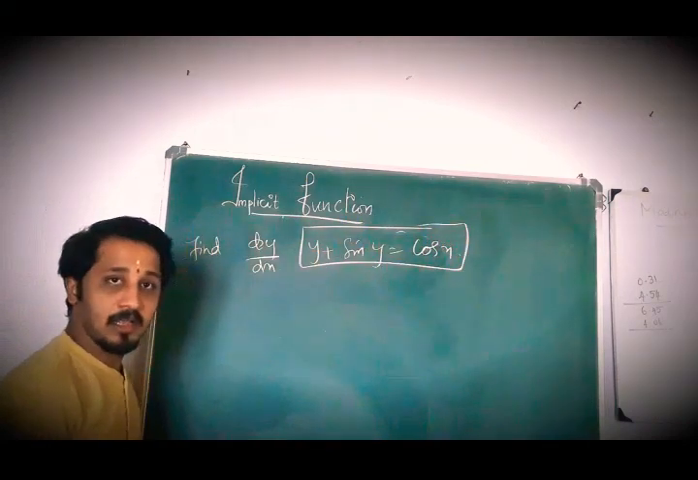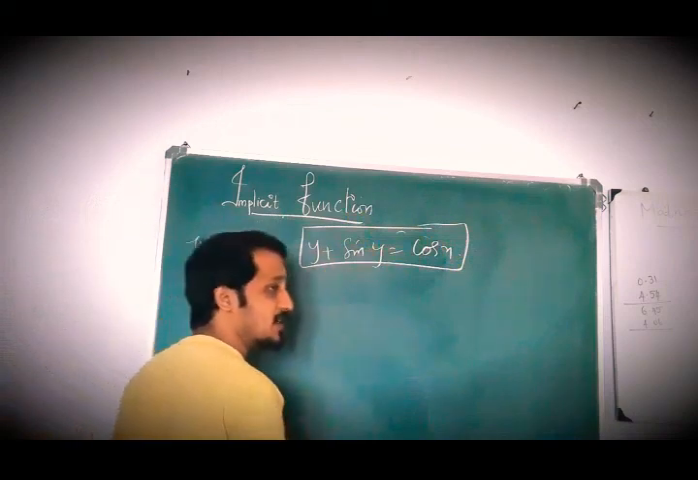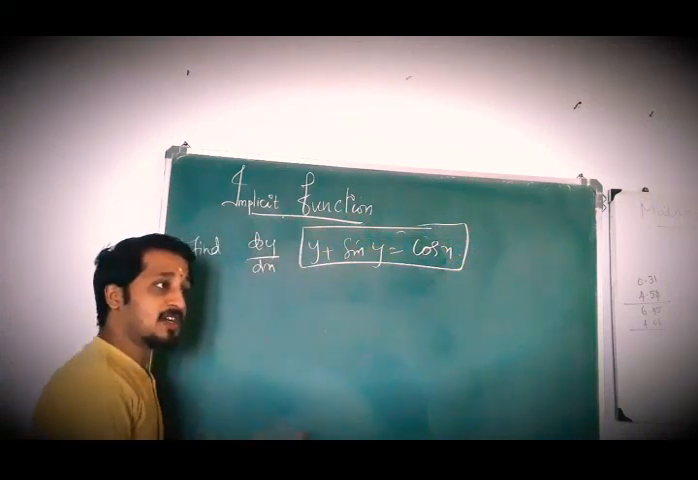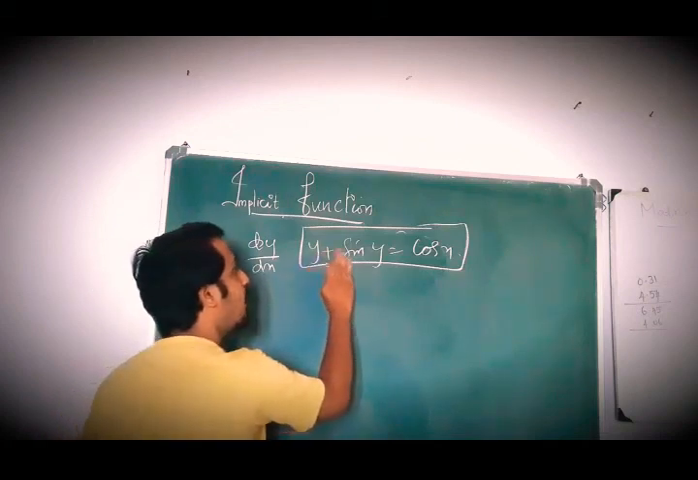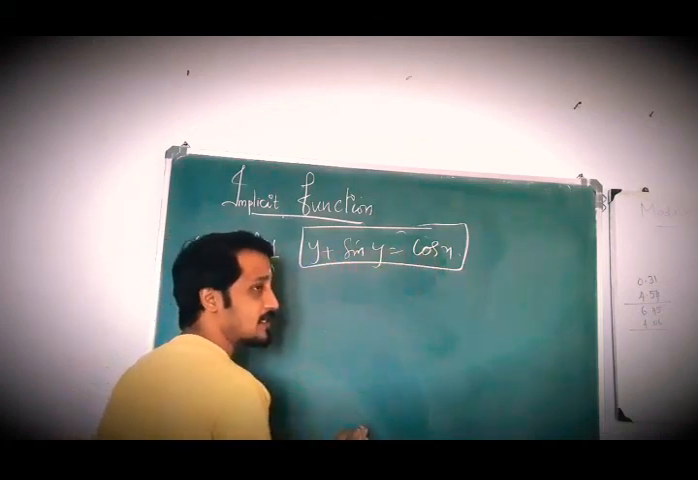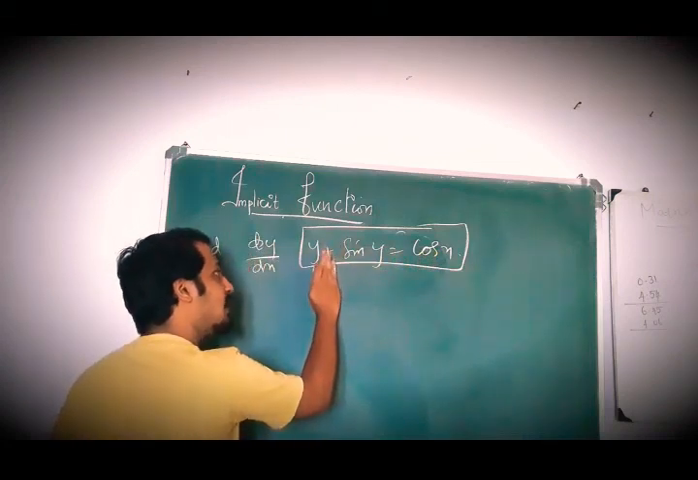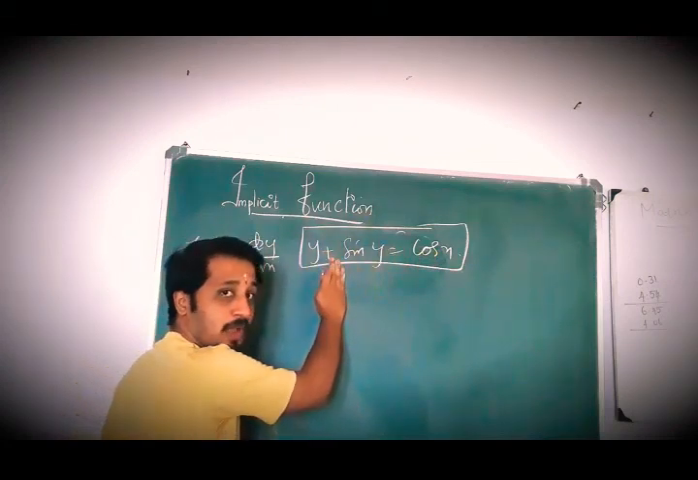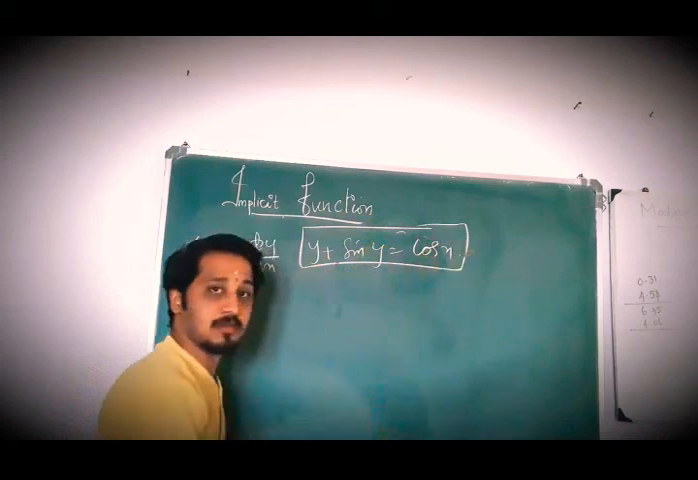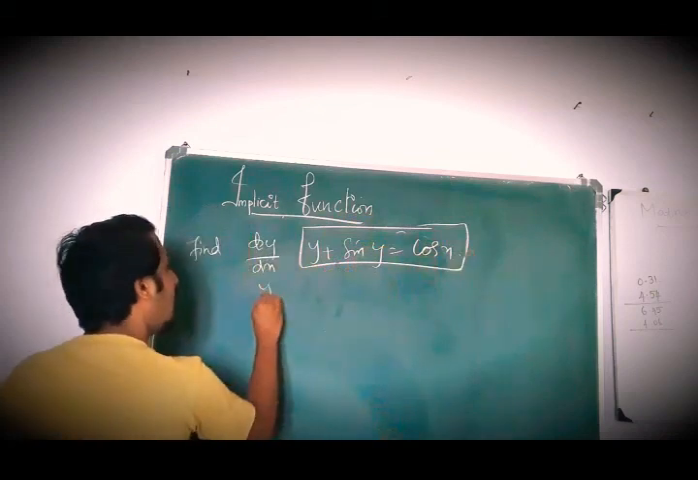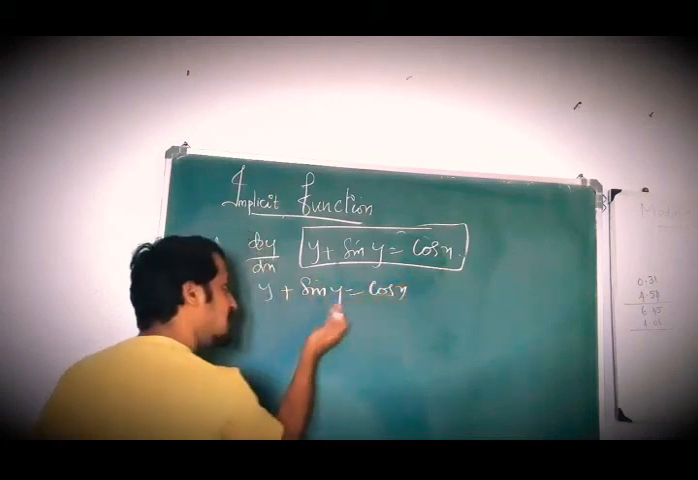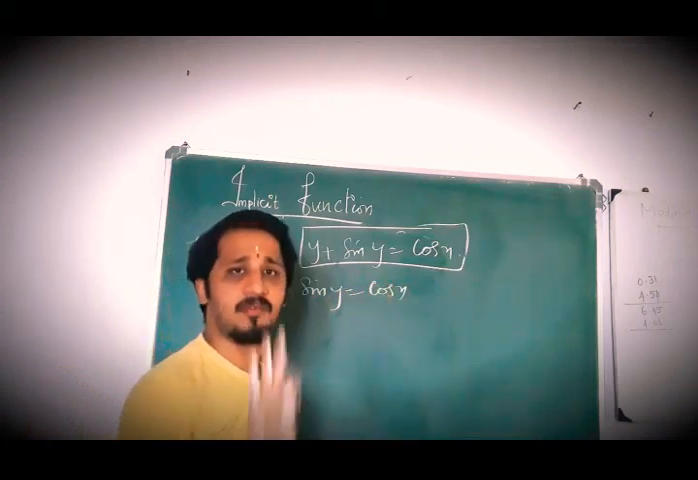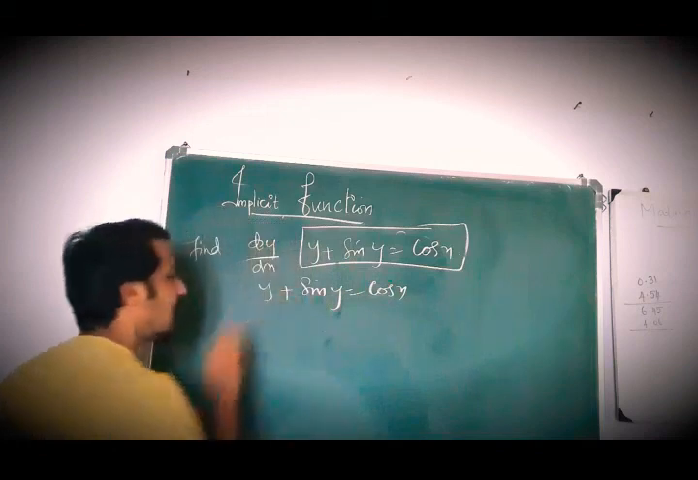How to differentiate? See, this is an implicit function. Here, the function is not in the y is equal to f of x form. See, here, y plus sin y is equal to cos x. So first, on the left hand side, all the terms are in y. On the right hand side, only x terms. So the left hand side is one variable, the right hand side is another variable, that is nothing but x. So then I can differentiate.